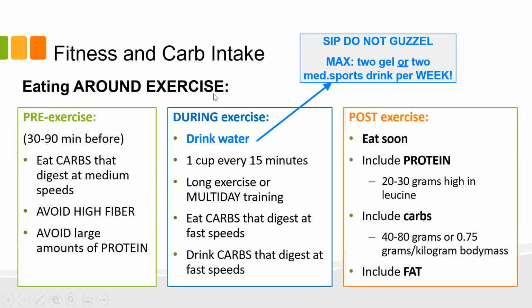Post-exercise, it's usually a good idea to eat soon to replenish some of the glycogen that your muscles have lost. And if you're working out, include protein, and that will help to rebuild your muscle. A little bit of fat as well will help you digest things at a moderate rate. And that's kind of usually the recommendation.